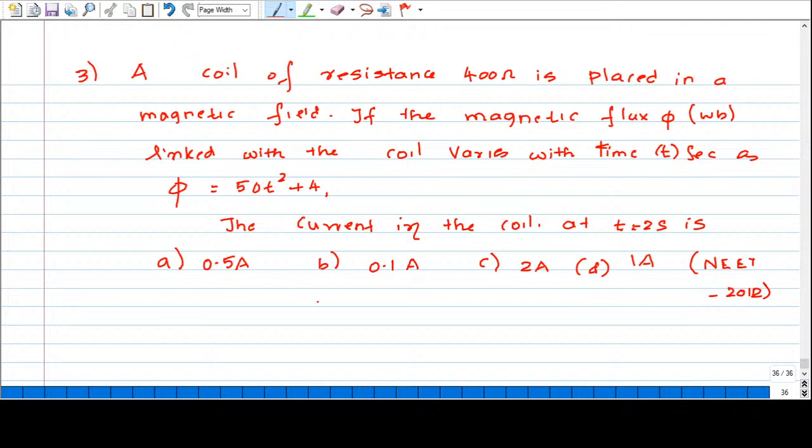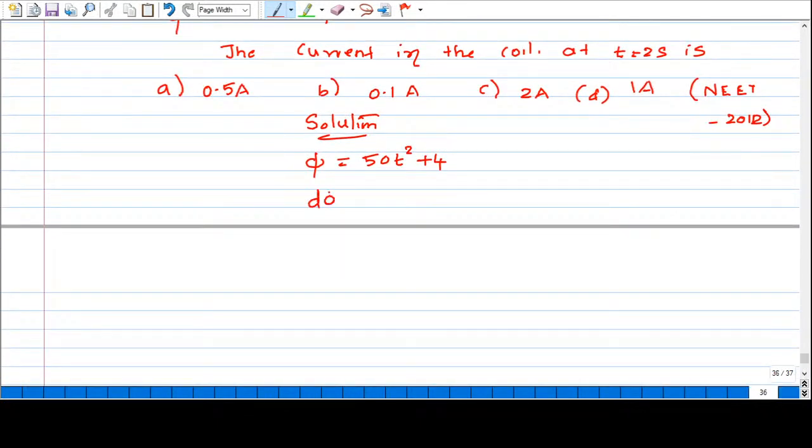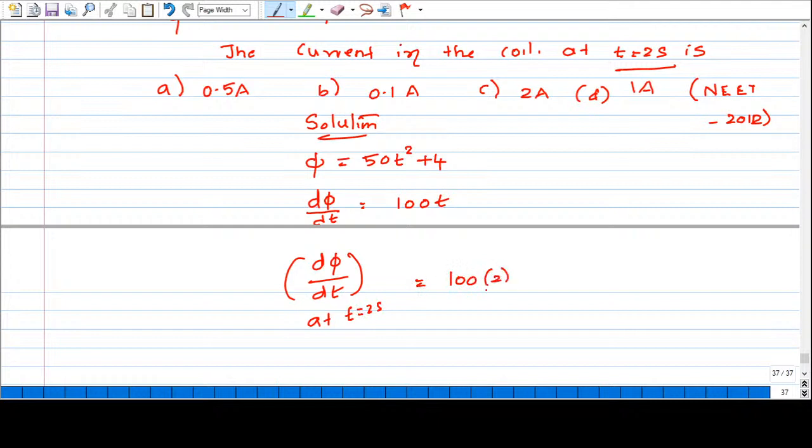So let us go for the solution in the same question. The question has been given as phi is equal to 50 t square plus 4. Just go with the differentiation. You know how to differentiate it. d phi by dt is, you take the 2 down, we get 100t. The value of d phi by dt at t is equal to 2 seconds, he has given here very clearly. At t is equal to 2 seconds, 100 into 2. So 100 into 2 is how much? It is 200.